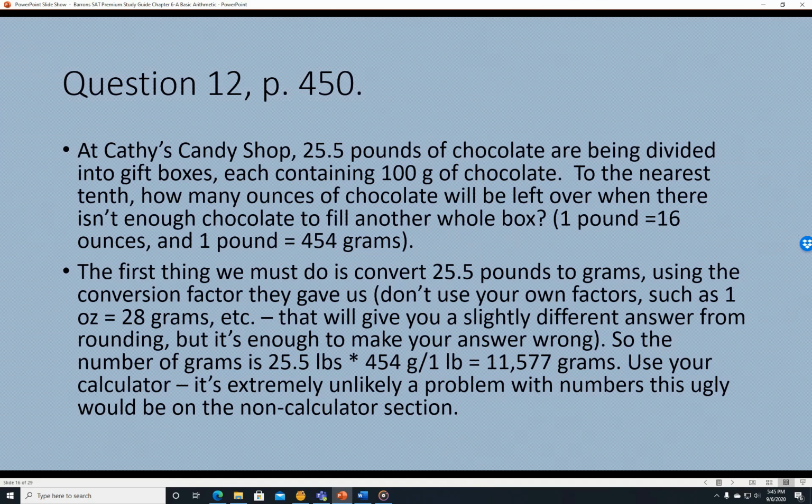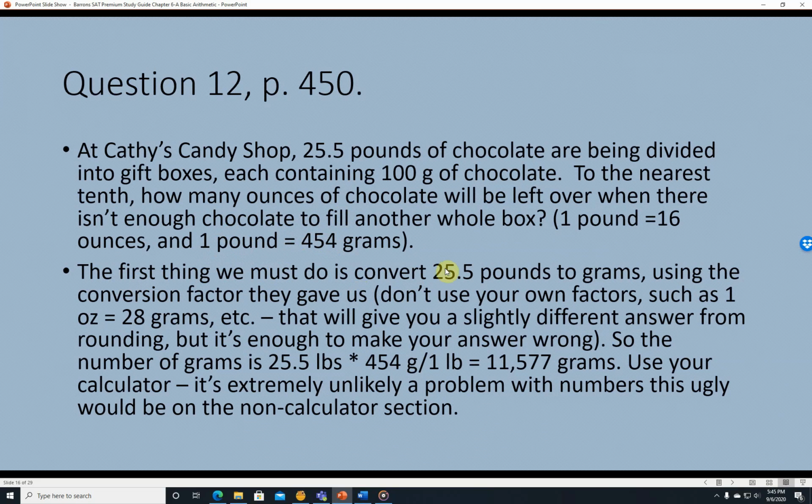Question 12, page 450. At Kathy's Candy Shop, 25.5 pounds of chocolate are being divided into gift boxes, each containing 100 grams of chocolate. To the nearest tenth, how many ounces of chocolate will be left over when there isn't enough chocolate to fill another whole box? 1 pound is equal to 16 ounces, and 1 pound is also equal to 454 grams.